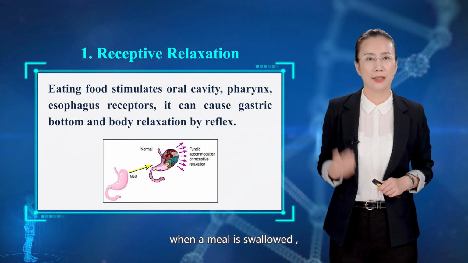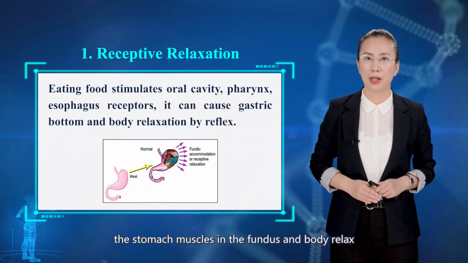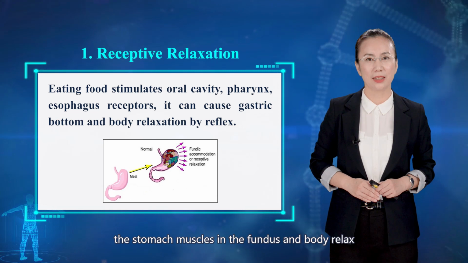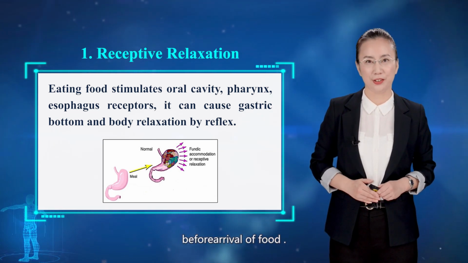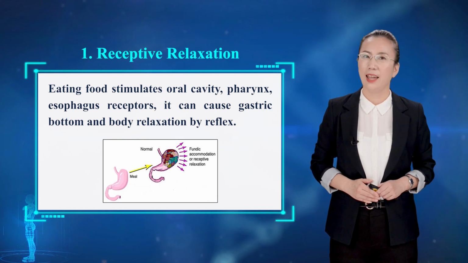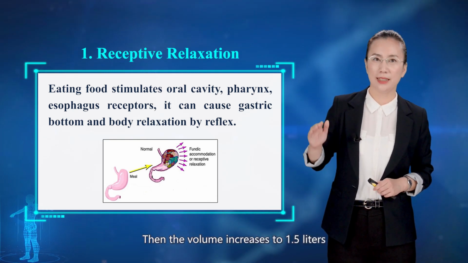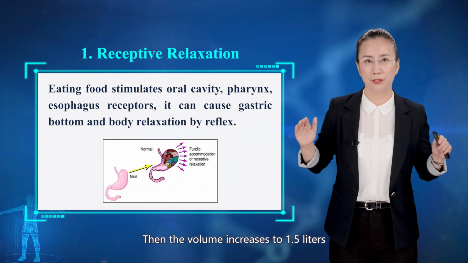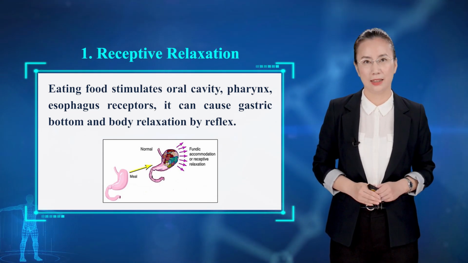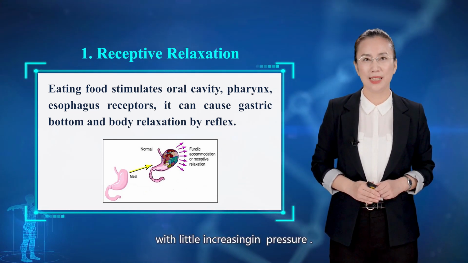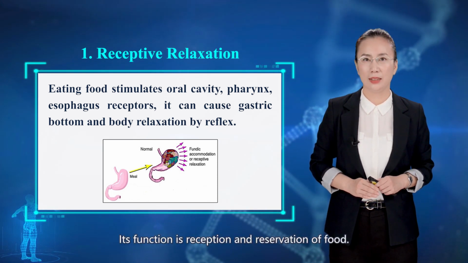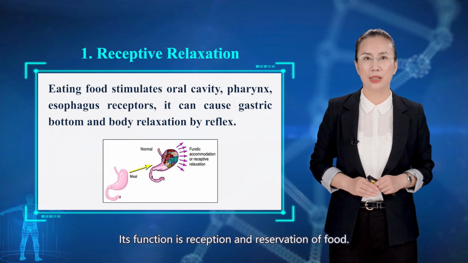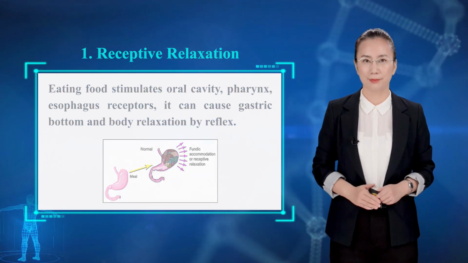When a meal is swallowed, the stomach muscles in the fundus and the body relax with the arrival of food. Then the volume increases to 1.5 liters, with little increase in pressure. Its function is reception and reservation of food.